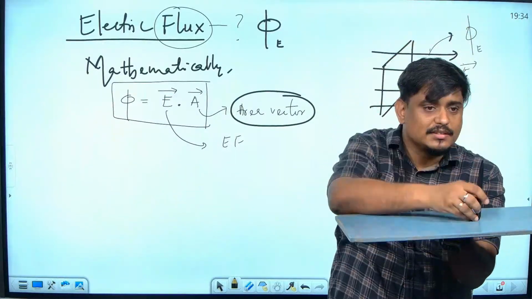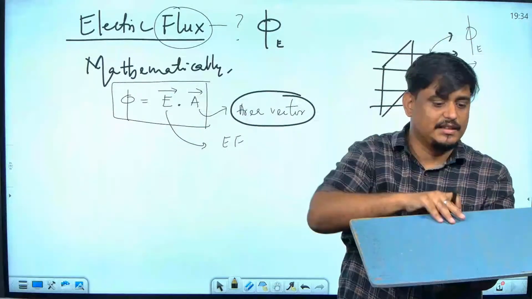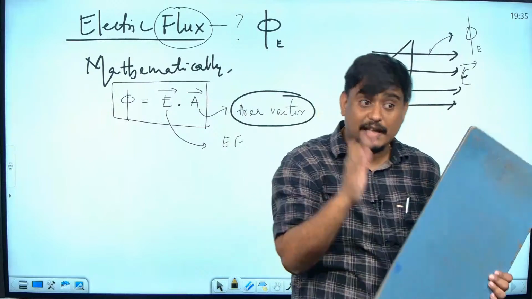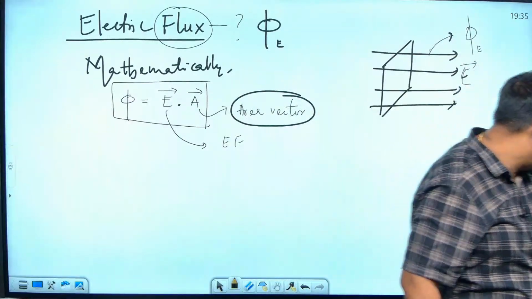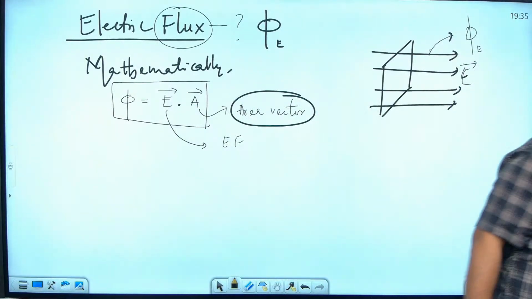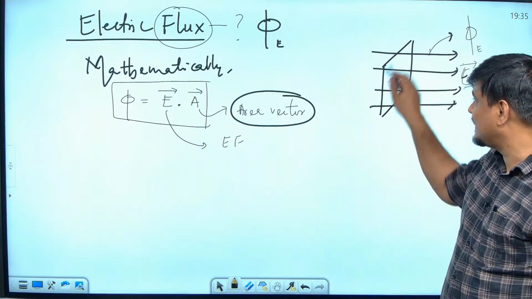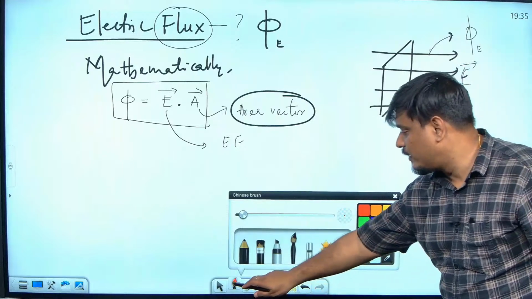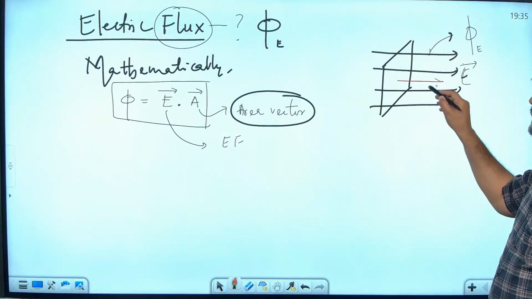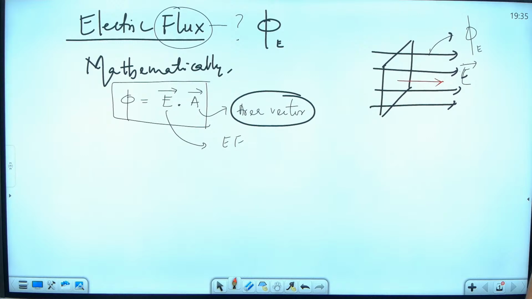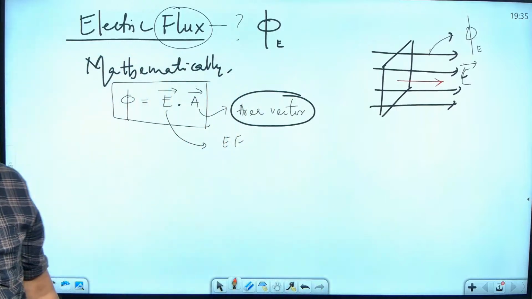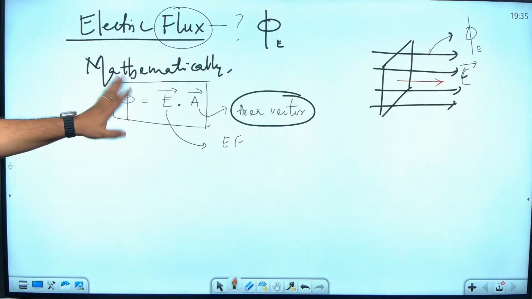Are you getting my point? This is the area, this is the area vector. So area vector is perpendicular to the area. So in this diagram that I have drawn, if I draw the area vector, it will look like this. This is the area vector. So electric field and area vector are parallel here. Do you agree with me?